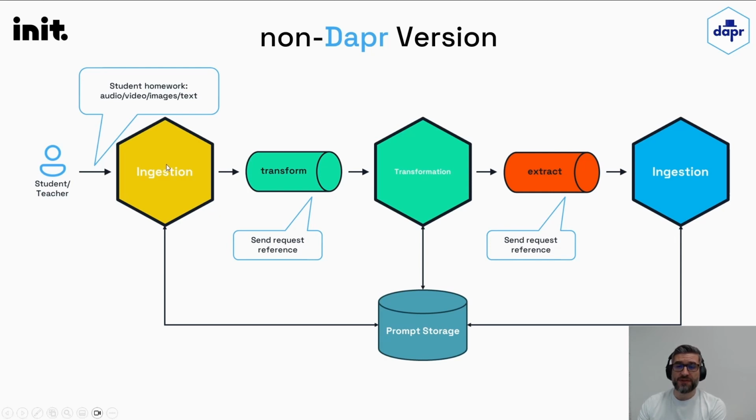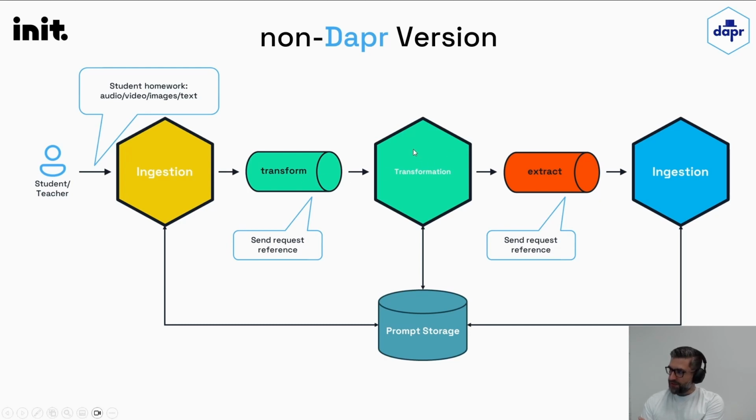The ingestion service is responsible for receiving requests from students and teachers. The ingestion service has one single HTTP endpoint, and when a request is received containing all the multimedia content, text, audio, video, and so on, it is stored into a common prompt storage, and then the request is sent by reference to the next microservice. Of course, it's sent via queue.